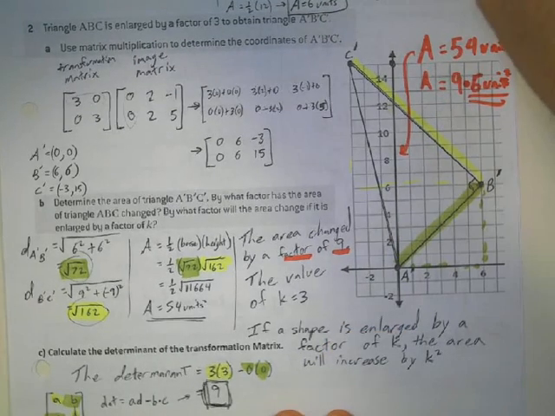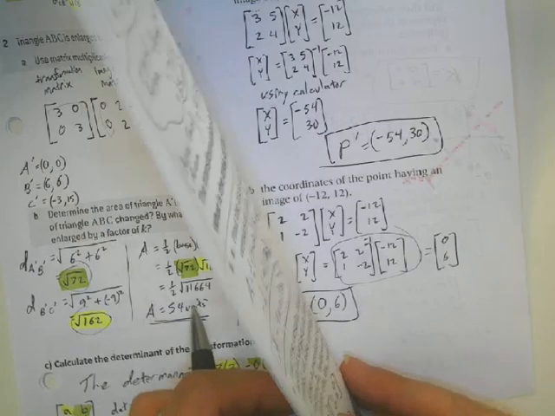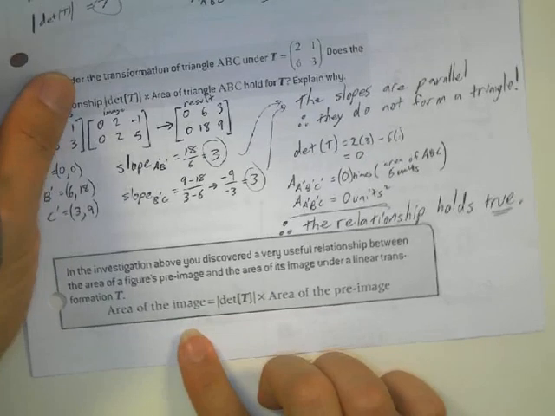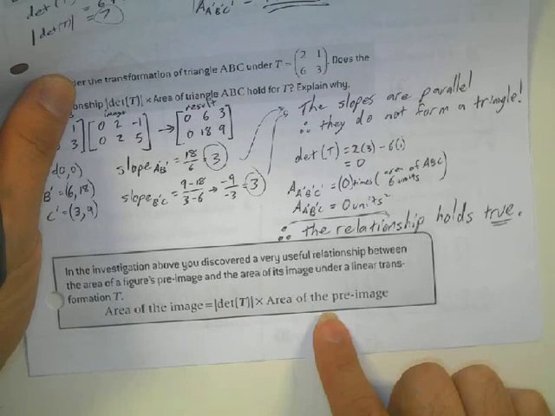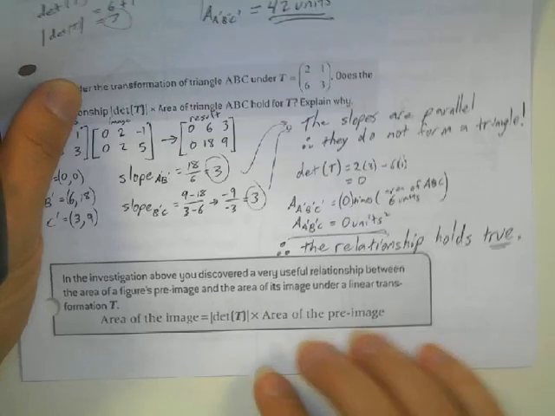So where we're going with this is our area of the image is going to be whatever the determinant is times the area of the pre-image. But we're going to show that just through our lessons here.